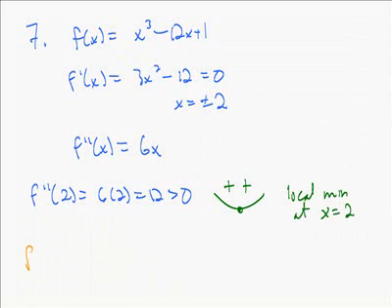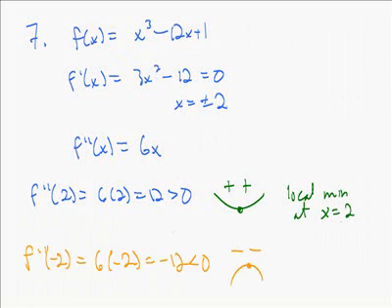What about f double prime of negative 2? Well, that's 6 times negative 2. That's getting ahead of myself there. 6 times negative 2, that's negative 12, which is less than 0. Not happy about that. That means we're concave down. Means we're sitting on top. That means we have a local max at x equals negative 2. Exactly what we had said before.